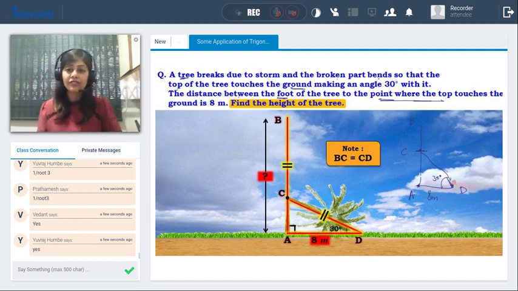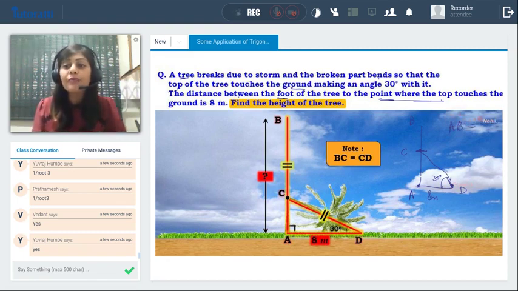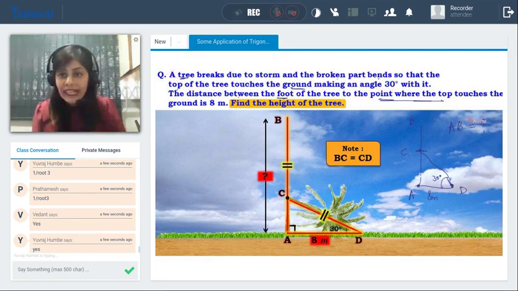We need to find the height of the tree. Students, understand, we need to find the height of the tree. That means we need to find AB. Okay, I'm just going to change the color so that this is more evident. So we need to find AB. But if you pay attention, look at AB. AB does not form a part of your right angle triangle. AB is divided into two parts, AC plus BC.